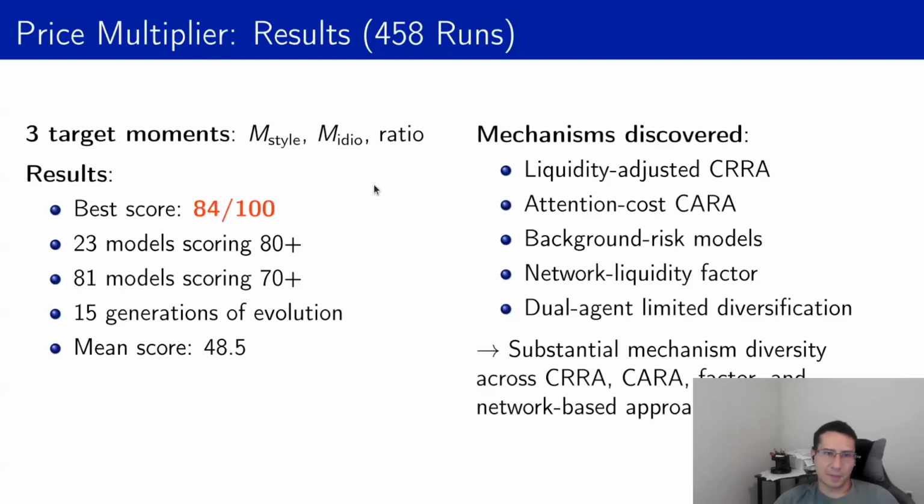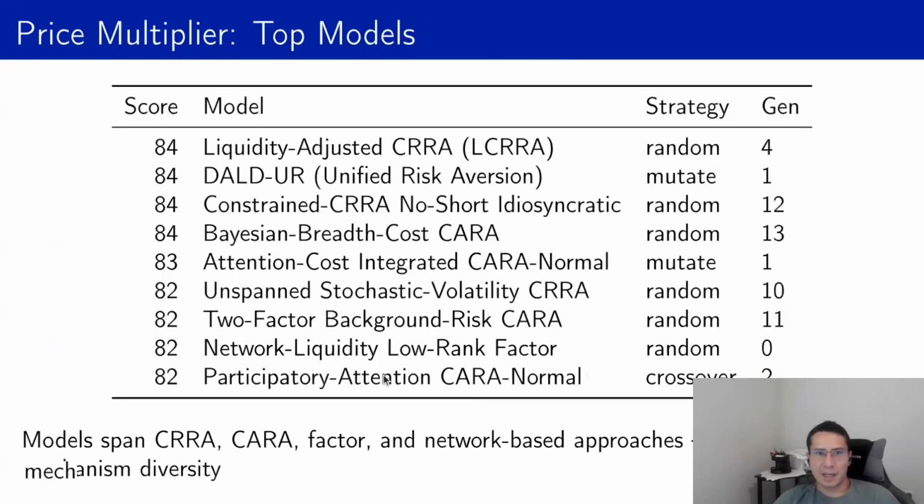Basically, the best model score is going to be 84 out of 100. 22 models scored 80 plus, and 81 models scored 70 plus. This is a relatively easy score, although the mean score is low, like 48.5. And there's a wide diversity, in the sense that a lot of these come from random mutations from scratch, not necessarily from mutate or from crossover, but all the different genetic algorithms are able to discover something meaningful.